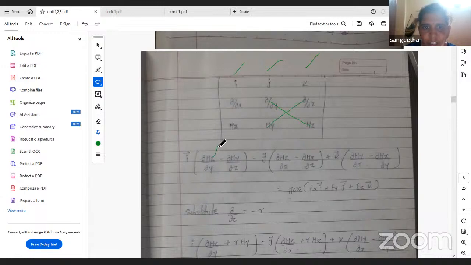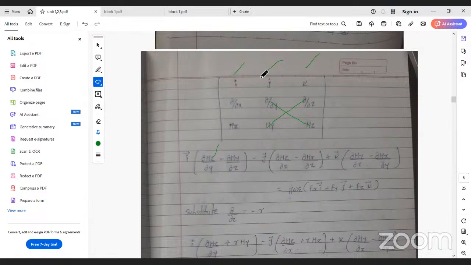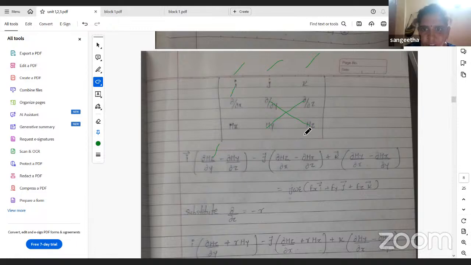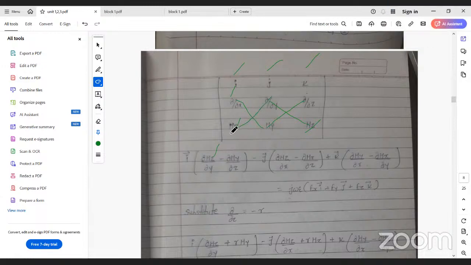Is the first term clear? Yes, ma'am. Minus j times, what will you get? Dou by dou x of Hz minus dou by dou z of Hx. Next, what is the third term? Dou by dou x of Hy minus dou by dou y of Hx.